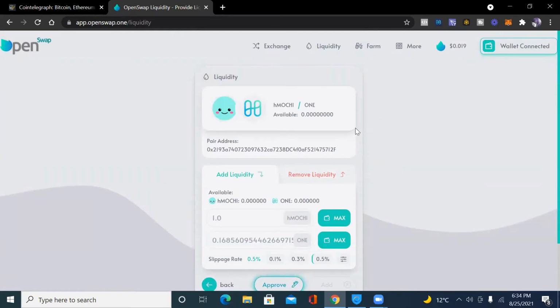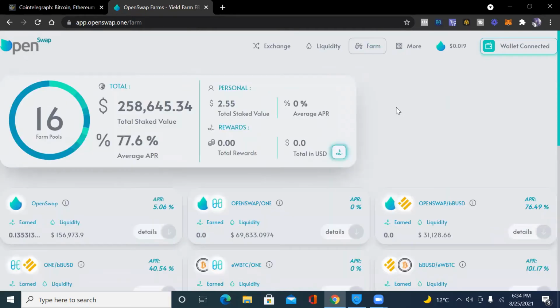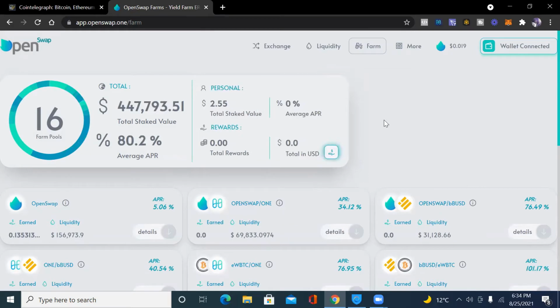I didn't make any liquidity pools, but I did farm. I had some OpenSwap, really not even a lot, like 100 coins. So I just said, bump it, I'm going to just farm it. This is the farm page, and we can see currently there are 16 farm pools with $447,000 in there, and an average APR of 80%.